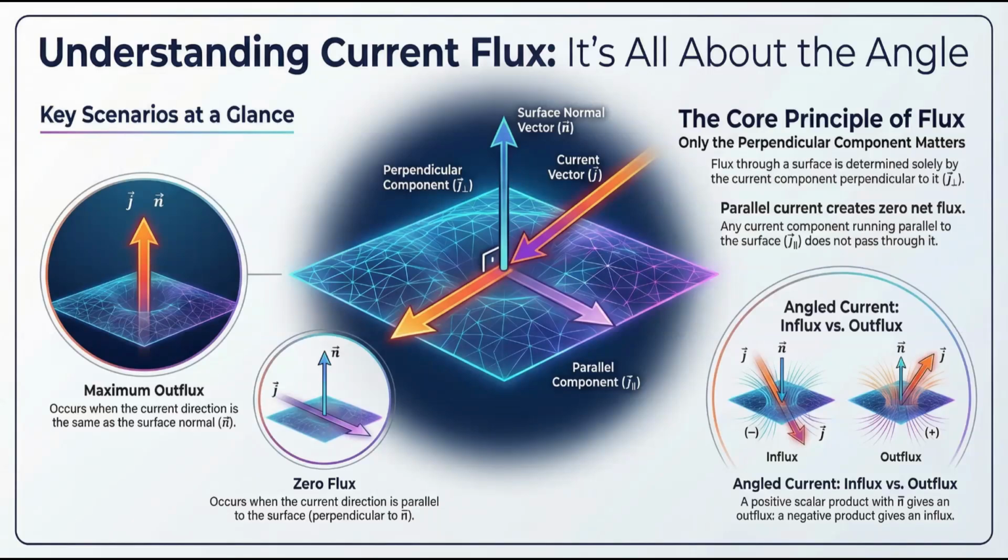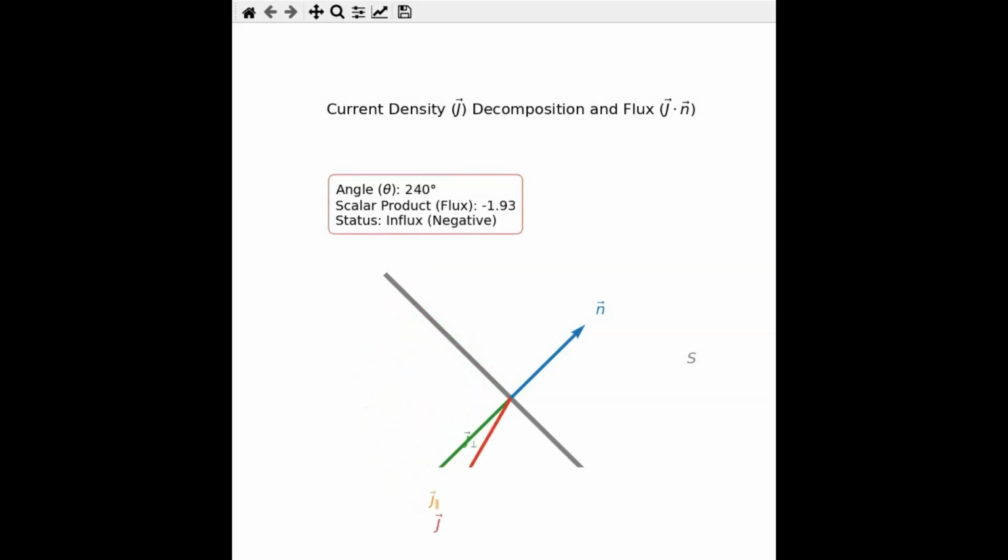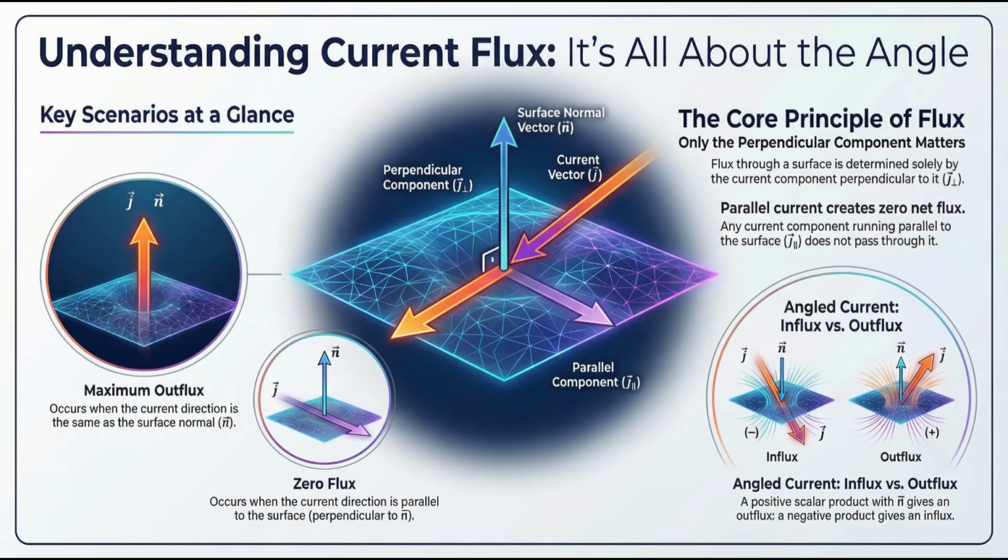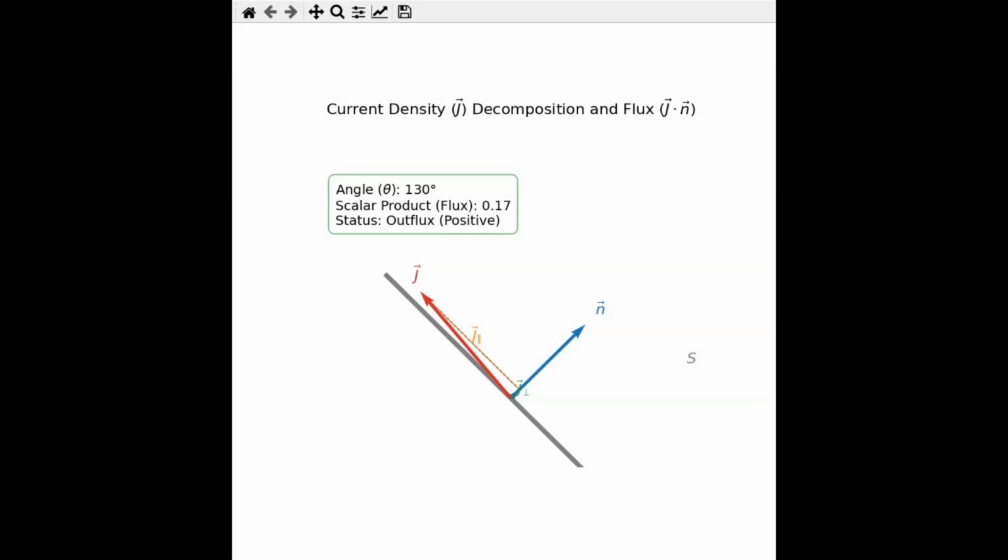This is the brief on current flux and surface normals. Understanding how current or flux flows across a boundary is absolutely crucial. And it all comes down to the relationship between the current's flow vector and the surface normal, which you can just think of as an arrow pointing straight out from that surface.